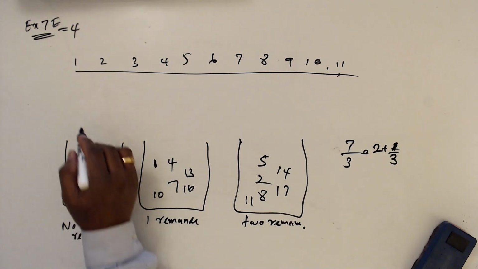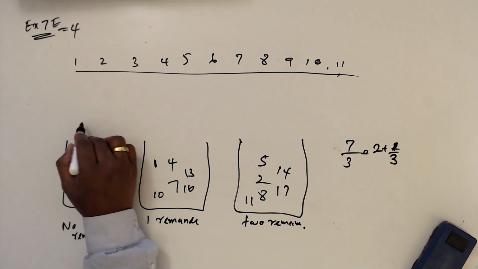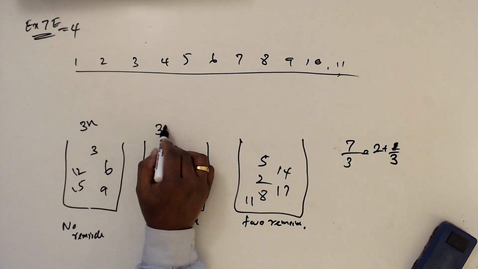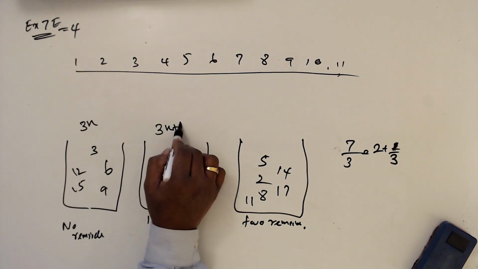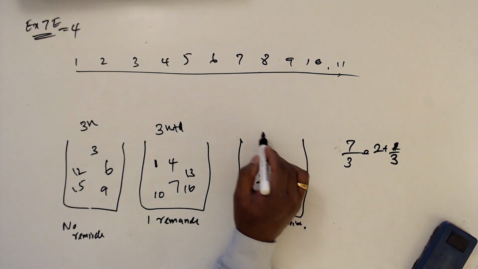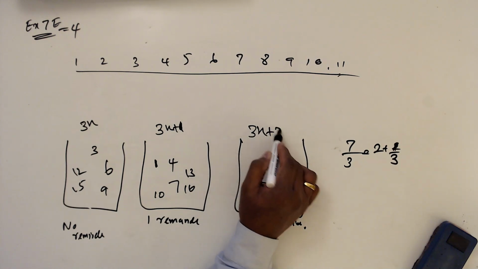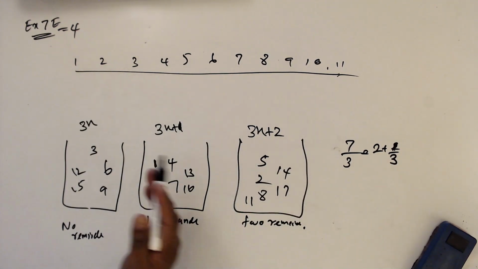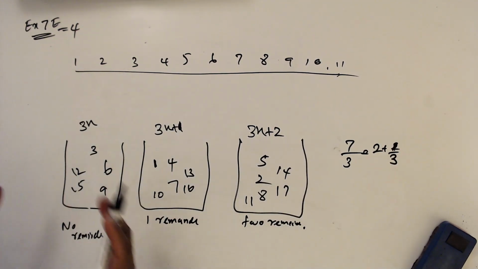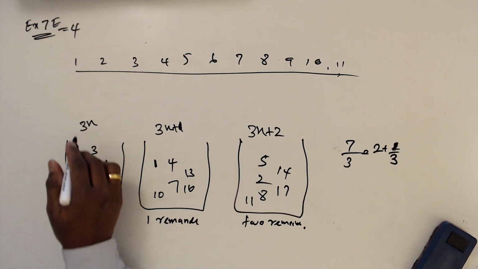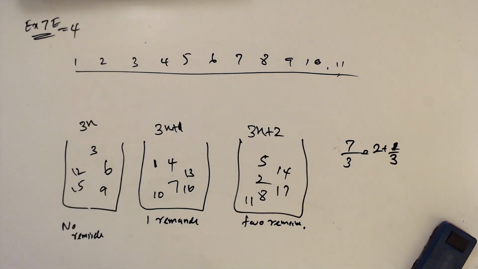So this is all divisible by 3. So this is 3n. This one, when you divide, you will remain 1. This is when you divide by 3, remainder 2. So now we have to discuss this whole number line. We are breaking into the 3 cases. Now we'll discuss case by case. Case 1, case 2, case 3.